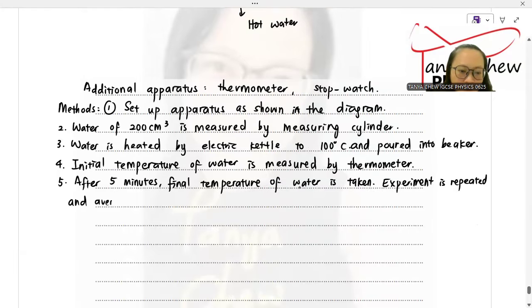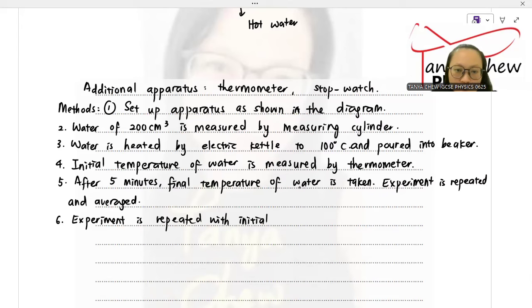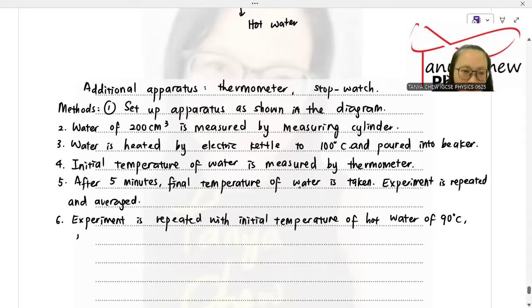experiment is repeated and averaged. And then number 6, the last part, I would say repeat. Remember, the last part of the method, always repeat. Experiment is repeated with different initial temperature of hot water. You may suggest 90 degrees Celsius. Maybe you start with 80 degrees Celsius, 60 degrees Celsius, and 50 degrees Celsius.